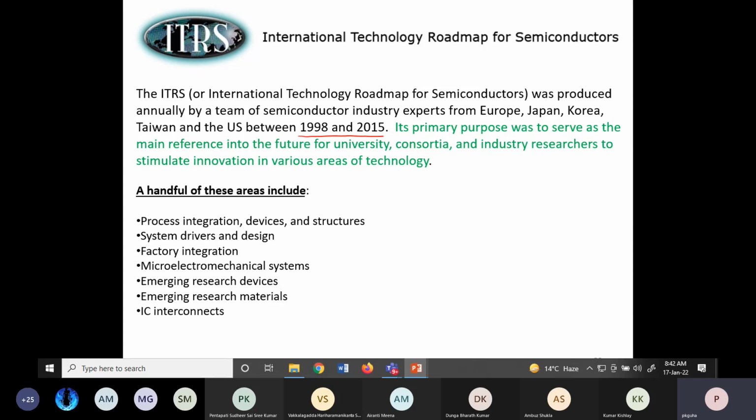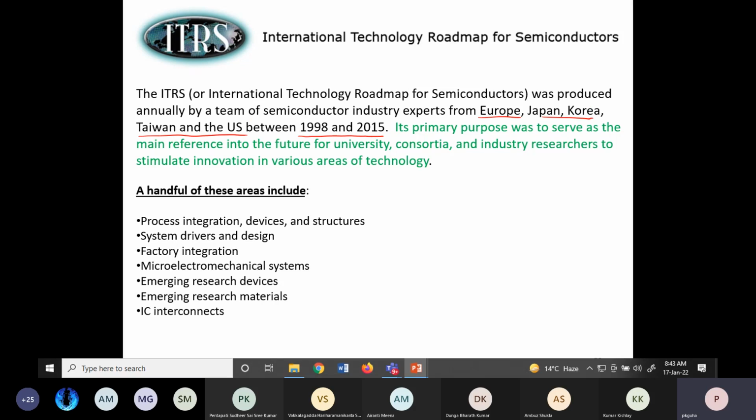Okay, at the initial stage it was not nano, but over the years the gate length became so tiny that it became nano, right? So this organization started around 1998, and it was there until 2015. The semiconductor industry experts and academia experts from all over the world, Europe, Japan, Korea, Taiwan, US, were there in different committees to forecast this.